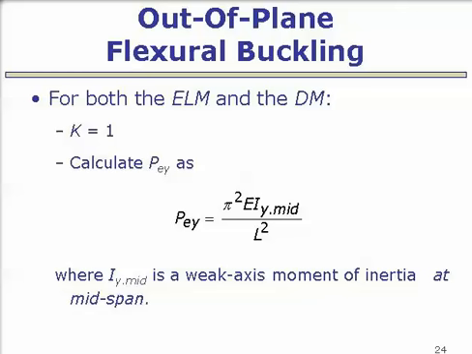Let's talk about the out-of-plane strength checks. As Dick mentioned earlier, the common practice is we basically look at each unbraced length as a simply supported segment, K equals 1. The PEY for out-of-plane flexural buckling, it's for all practical purposes prismatic in that direction anyway. And we just use the IY at the middle to do that calculation.